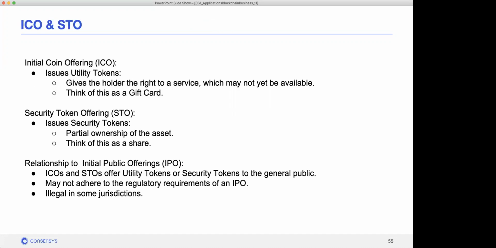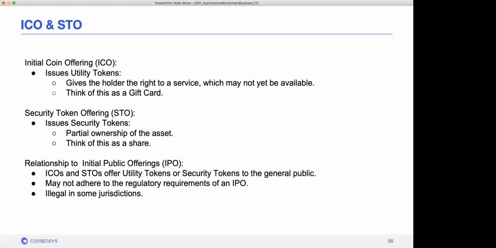ICOs are all about issuing utility tokens. You're giving users the right to a service which might not be available yet, and you can think of that as a gift card. Security token offerings are all about issuing security tokens, which give partial ownership of assets, and you can think of that as a share.